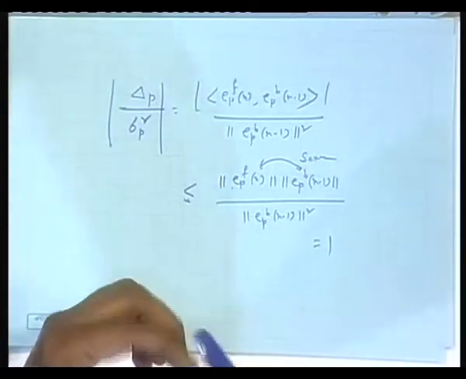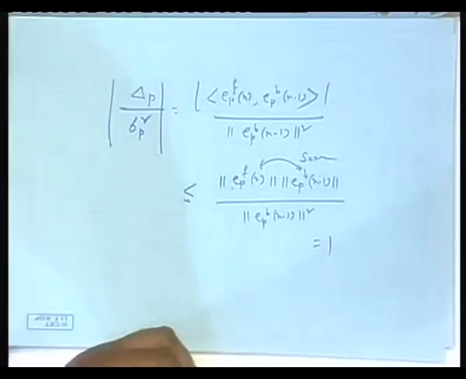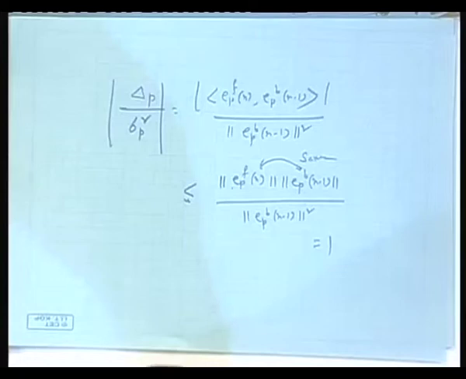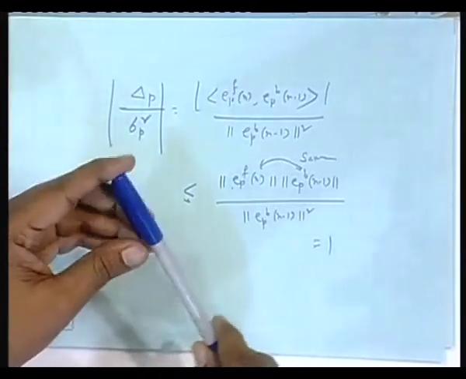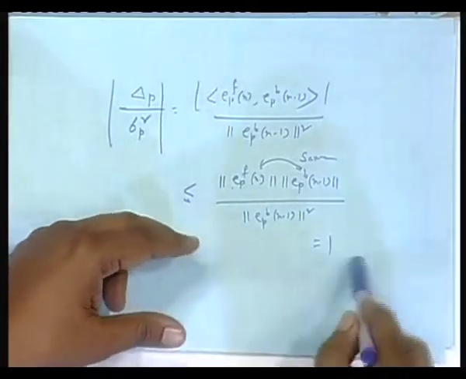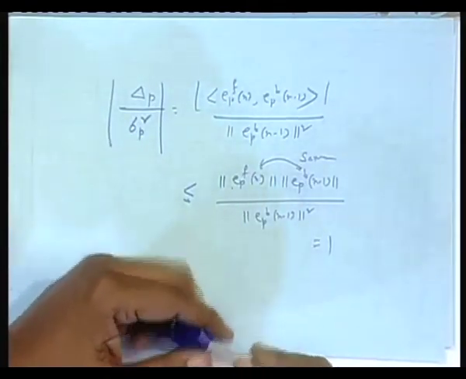Remember this will be required, because I will be using autoregressive modeling. There will be an all pole filter, and the filter will be stable because of this property. Its poles will lie within the unit circle, it will be stable and causal because of this property of the reflection coefficients. Okay, that is all for today. Thank you.